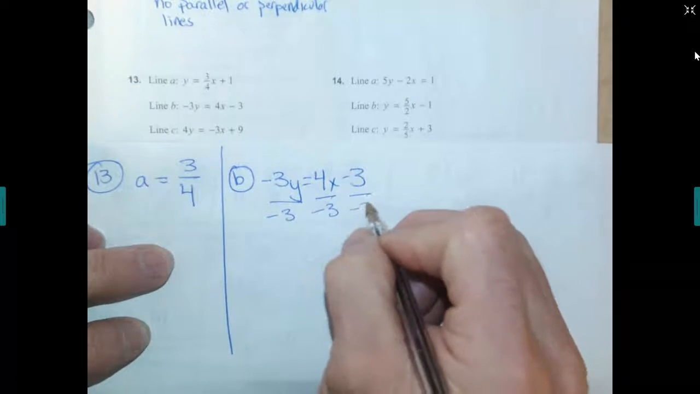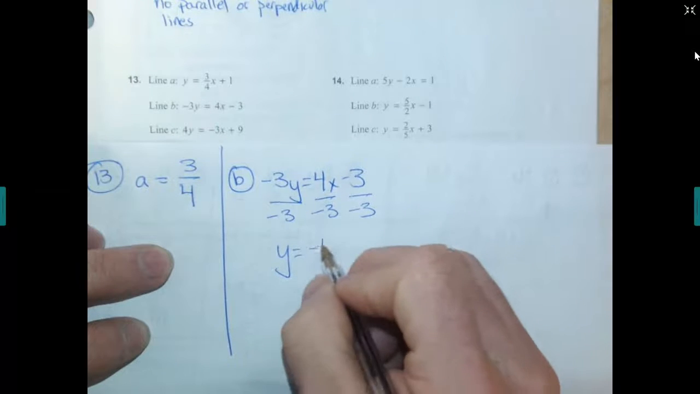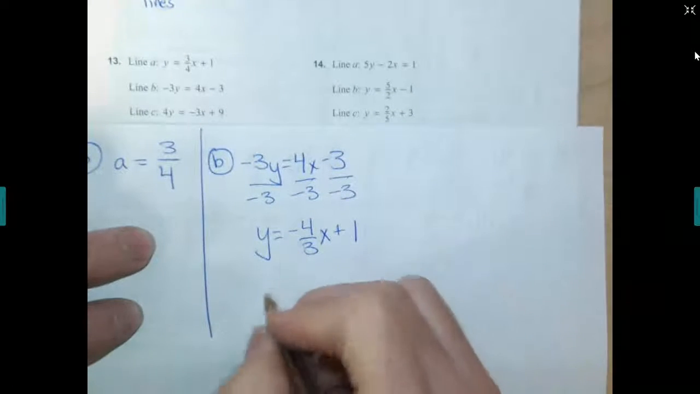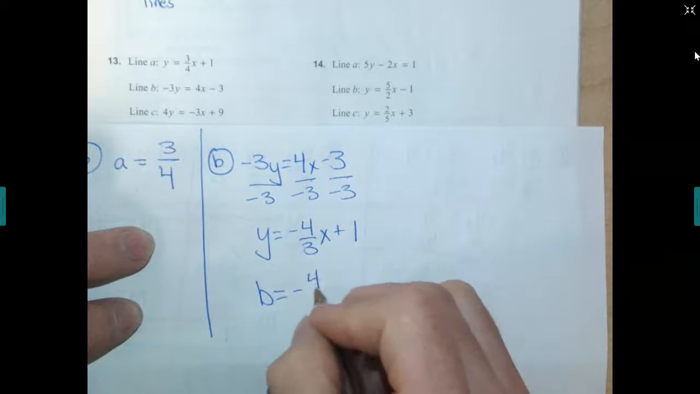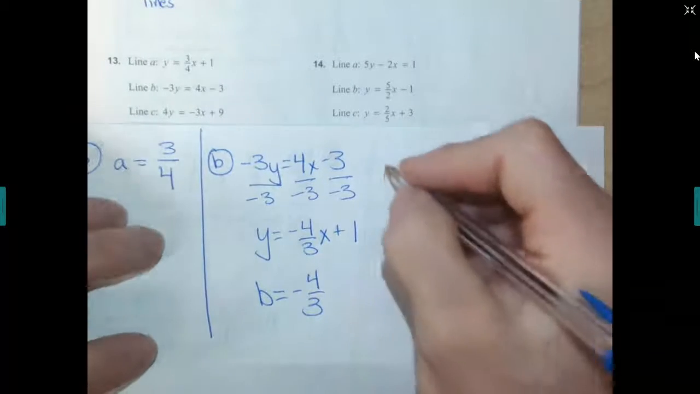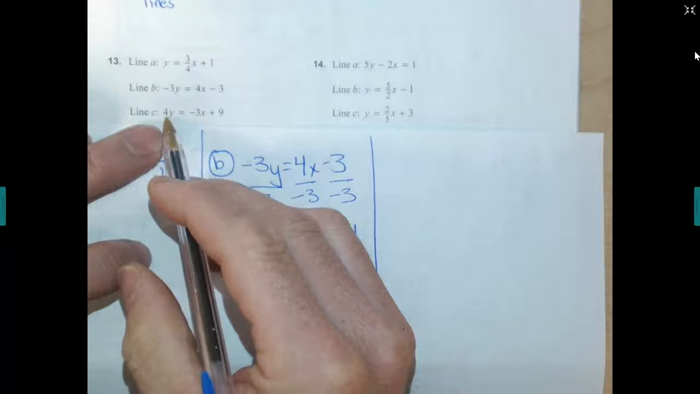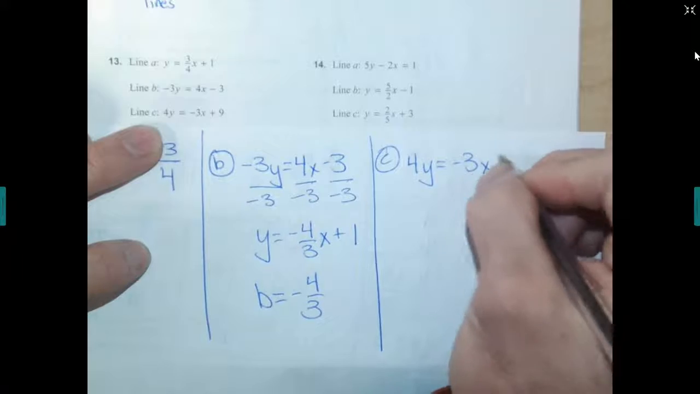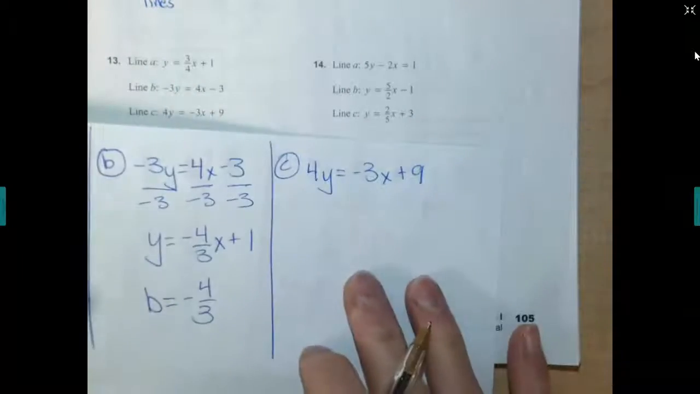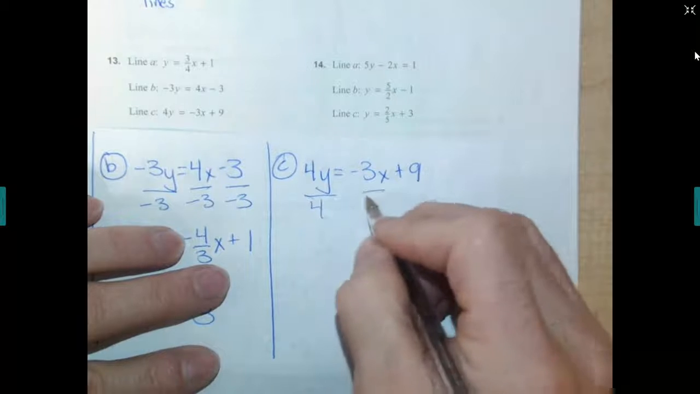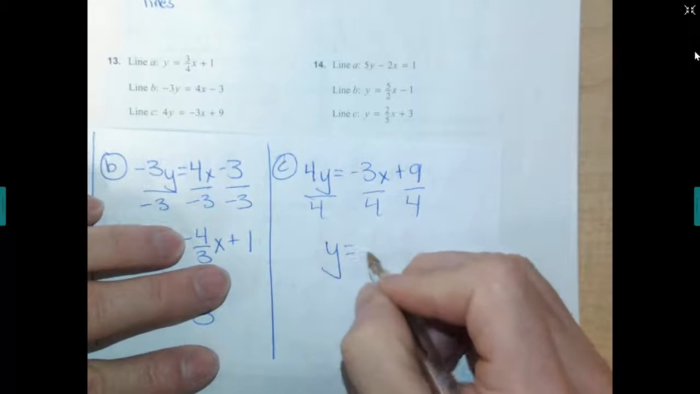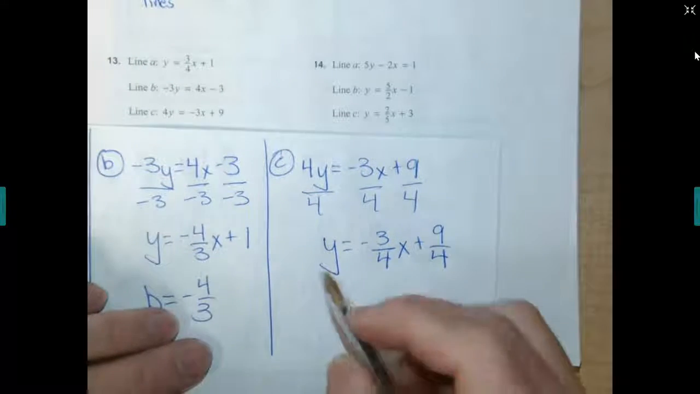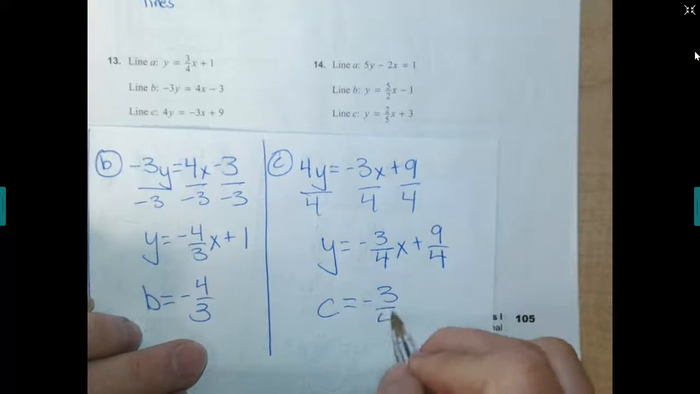So y equals negative 4/3 x plus 1. So our slope for B is negative 4/3. And then line C is 4y equals negative 3x plus 9. So we divide by 4 across the board, and we get y equals negative 3/4 x plus 9/4. So for C, we have negative 3/4.